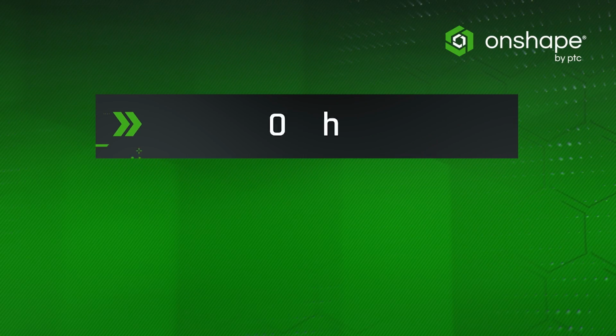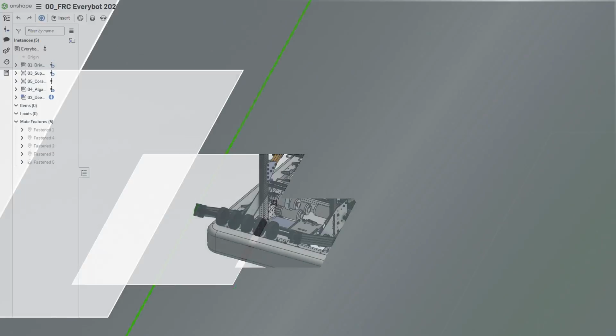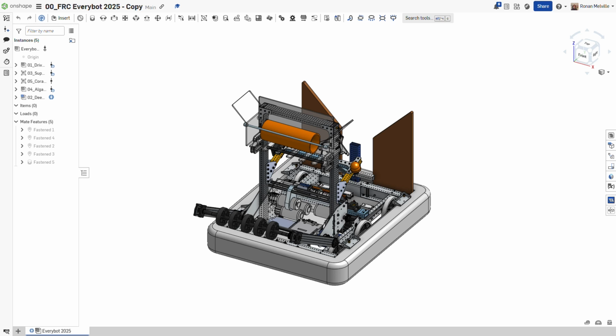In this video, we will be learning how to set up your first robotics team in Onshape. To get started, create an email for your team that is not tied to a single individual. This is the email that you are going to use to create your educator plan.